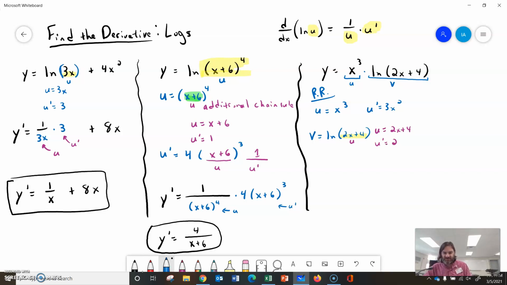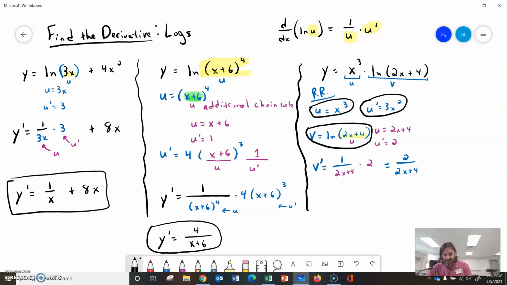So finishing out the derivative of v, when we take the derivative of a natural log, we get 1 over the original u, which was 2x plus 4, then times the u prime, which would be 2. And let's just carry this out a little bit further, because that would be 2 over 2x plus 4. I won't reduce that, but you can. Well, it's 1 over x plus 2, but I'm just going to leave it like that. So going back to how I did the product rule, I have a u prime, a v, and a v prime right here.